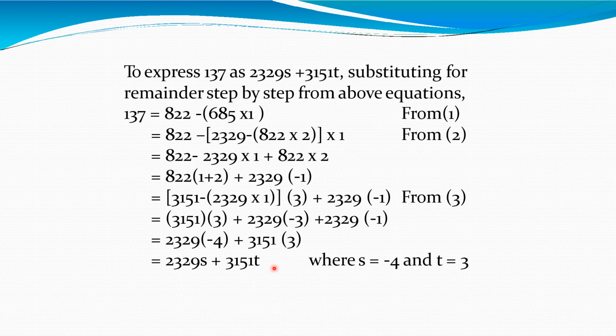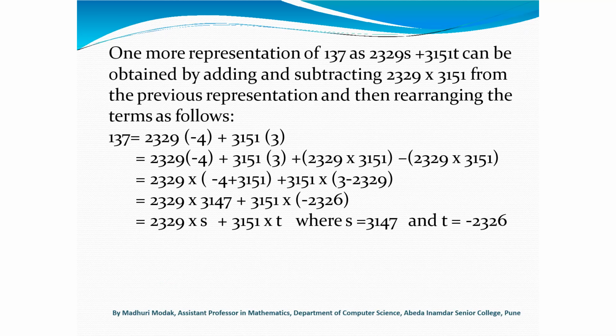Now, as we have already seen in the remark, another way to express 137 as a linear combination is this: in the previous linear combination, we add the multiplication of the given two integers and we subtract it. See how to do this. So we add and subtract 2329 into 3151 from the previous representation and then we rearrange the terms.